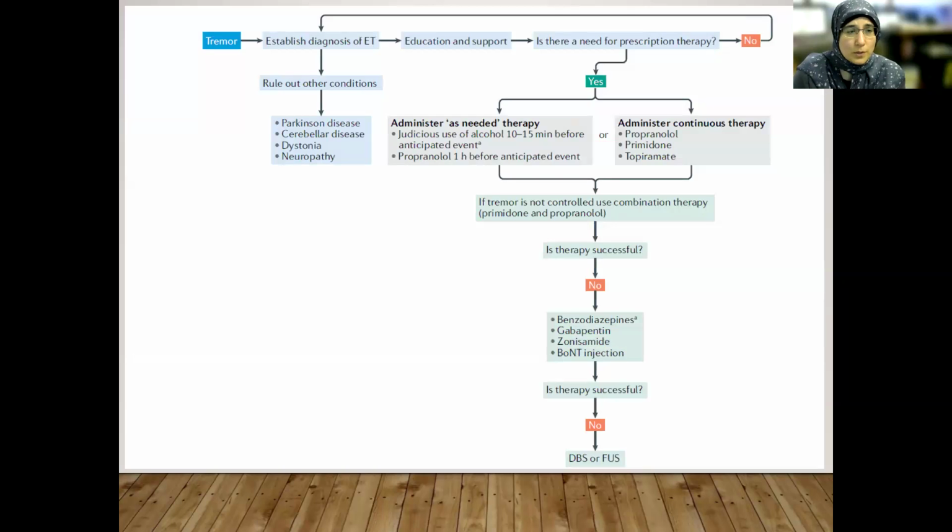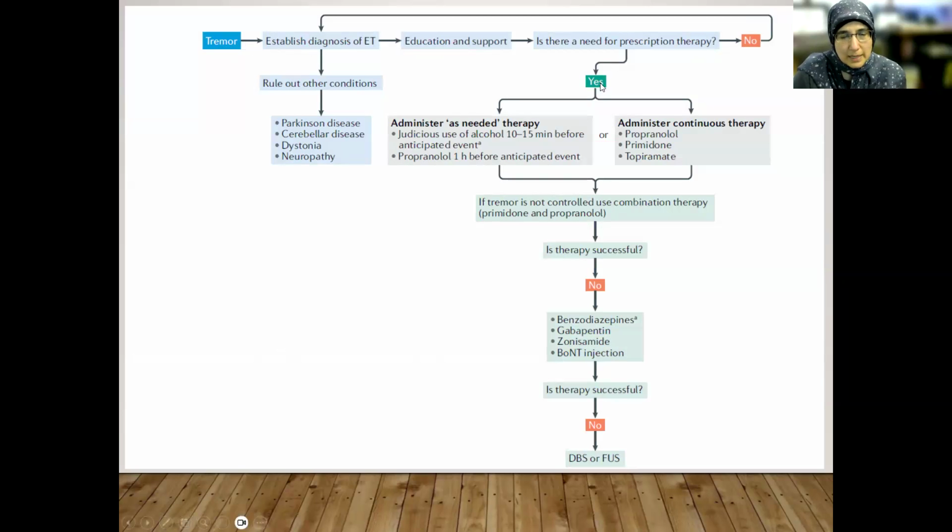So just to go over, in general, what is the treatment algorithm? As I said, this is very patient-centered. When somebody comes with tremor, we have to establish the diagnosis of essential tremor. We provide them education and support, and then we see if they need treatment or not. If they are not really impaired in their daily routine, then we don't have to treat it. We are not hurting anybody by not giving medicine.